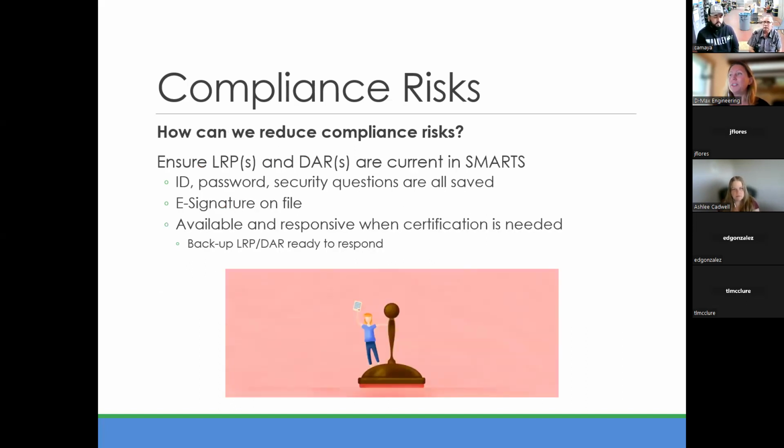Okay, so reducing those compliance risks, just making sure you're doing your SMARTS audit, especially when you have staff changes, making sure you always have a legally responsible person and at least one additional signatory, so either a DAR or a second LRP. Make sure that you have your ID, your password, and your security questions all saved somewhere. So if you call me and ask who your third grade teacher was, I'm not going to know. So to save everybody a headache, please do save those in a safe place.